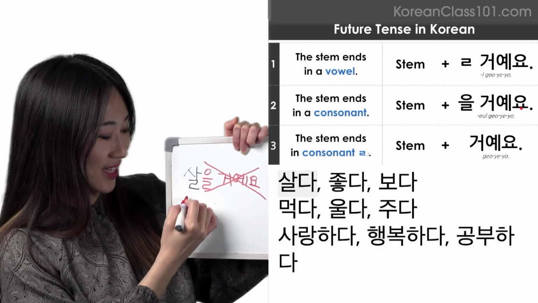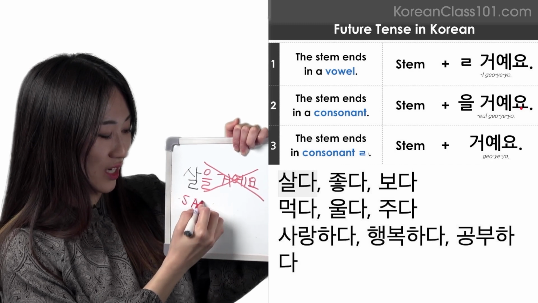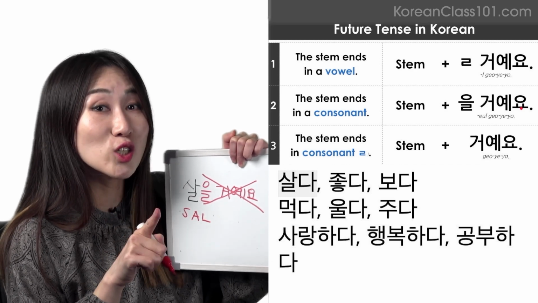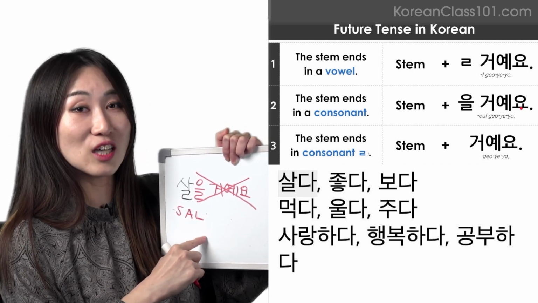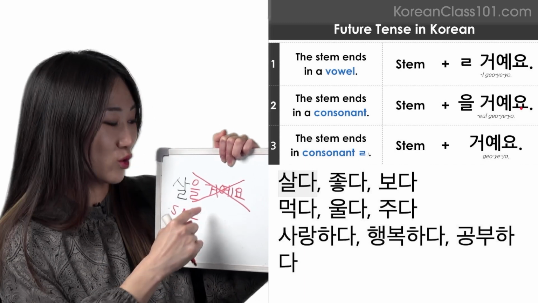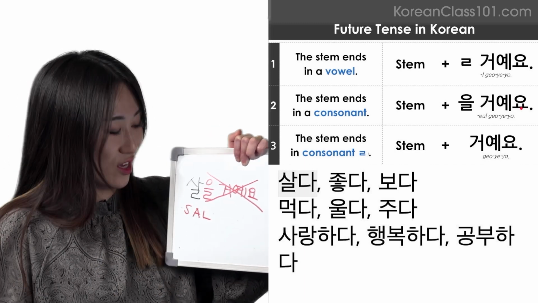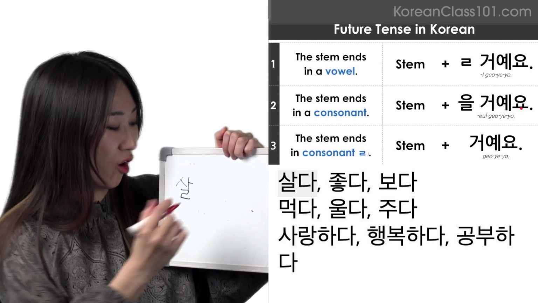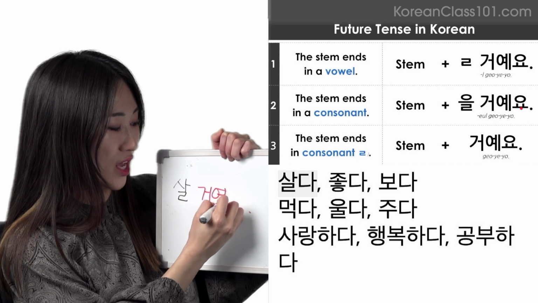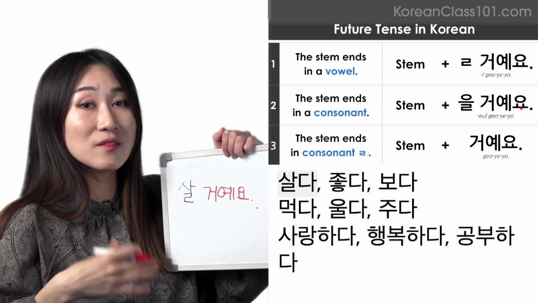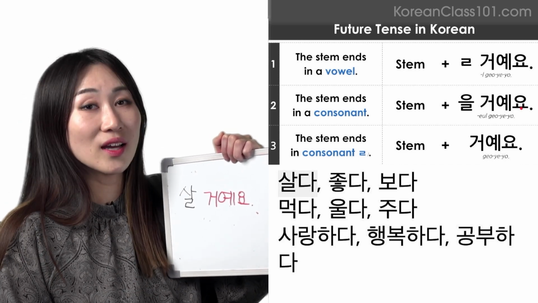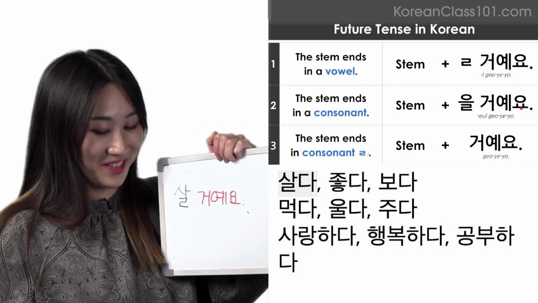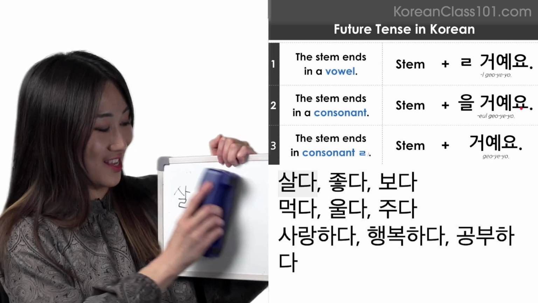Because 살 consists of this sound, right? 살. It already includes the sound, so you don't need to put the 을 sound again. So in this case, you just put 거예요 only. 거예요, meaning I will live. I will live in Korea, or I live in the States. So 살 거예요.